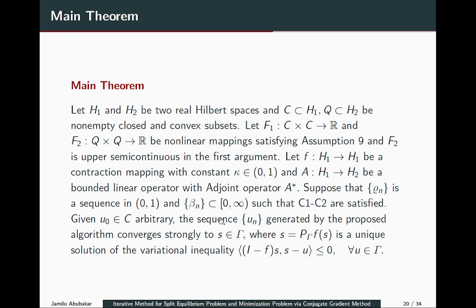And we suppose there are sequences alpha n in (0, 1) and beta n satisfying the conditions C1 and C2. Then given any point in C arbitrarily, the sequence generated by this proposed algorithm converges strongly to S in the solution set, where this S is given by the projection of this contraction at S onto the solution set. And also this can be seen as the unique solution of the variational inequality here for all u in the solution set.